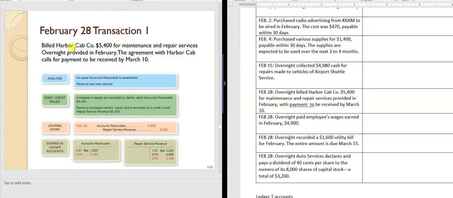February 28th, billed Harbor Cab Company $5,400 for maintenance and repairs. And again, this is what I'm in business for, so what I'm in business for is revenue. So I credit repair service revenue, but they are not going to pay me until March 10th, so I'm going to receive the money from them. So I have accounts receivable, which is an asset. So you're going to say things like, accounts receivable is an asset, it's going up, so I debit it. Service revenue, I earned it, revenues are credit, so I credit it.